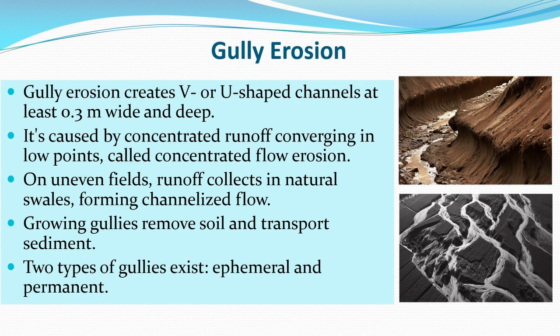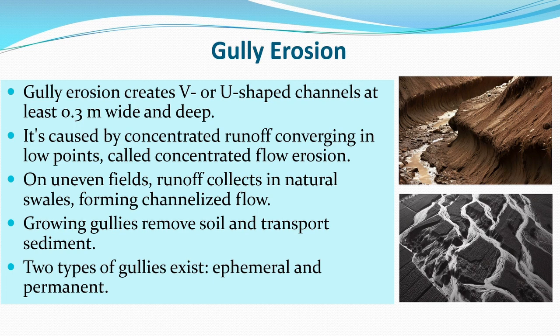Gully erosion. Gully erosion creates V or U-shaped channels which are at least 0.3 meters wide and deep. Gullies form because of concentrated flow, just like rills. The concentrated runoff converges into low points. It's called concentrated flow erosion. On uneven fields, runoff starts getting collected into natural swales, forming channelized flow. Growing gullies will remove the soil and transport these sediments.